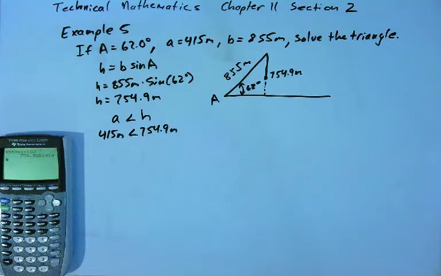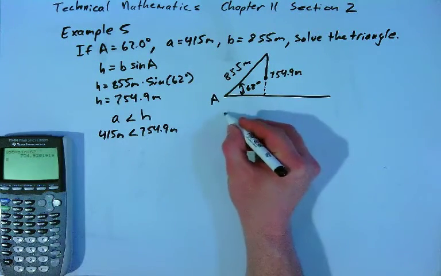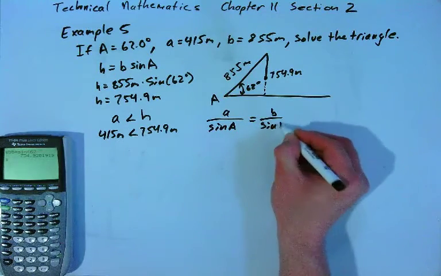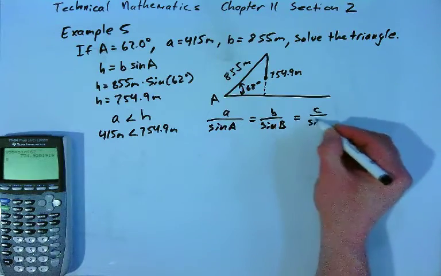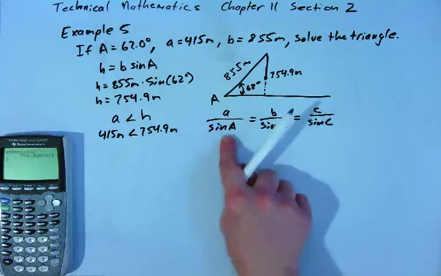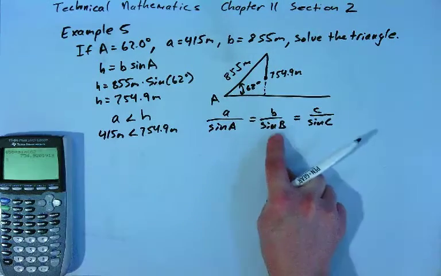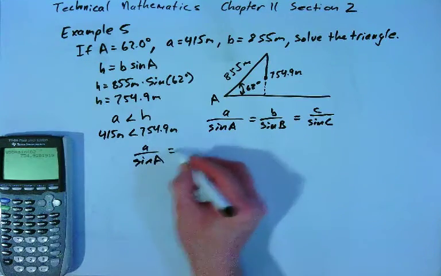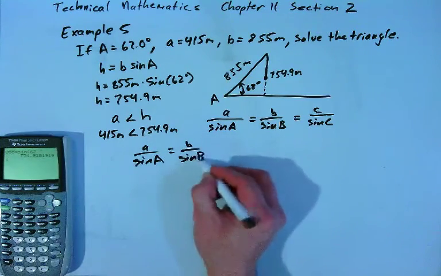This is case, let me look real quick so I can remember. This is case D. When a is less than h, there is no possible solution. And so for good measure, let's see what happens if we try to solve the triangle using the law of sines. And so remember that a over sine A is equal to b over sine B, and that's equal to c over sine C. And so what will happen? Well, we know a's angle and side. We know b's side. Let's find b's angle. And so we will use a over sine A is equal to b over sine B.